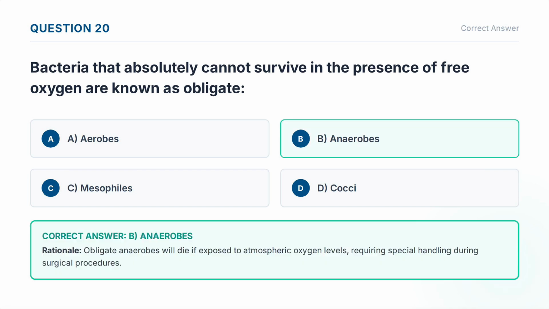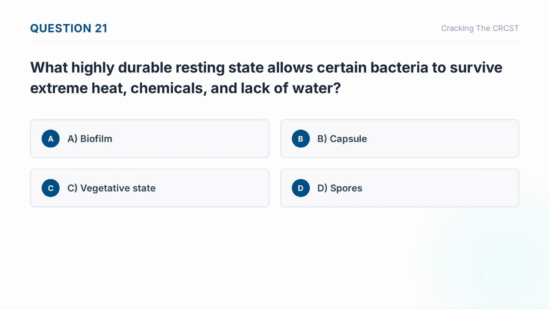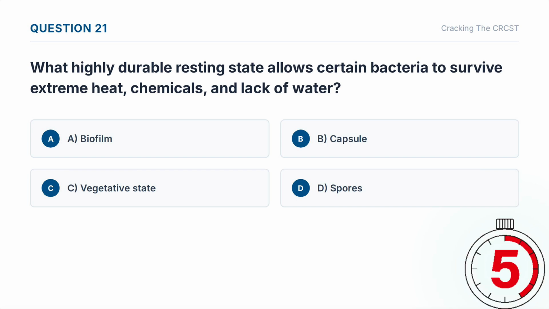Correct answer, B. Anaerobes. Rationale: obligate anaerobes will die if exposed to atmospheric oxygen levels. Question 21. What highly durable resting state allows certain bacteria to survive extreme heat, chemicals, and lack of water? A. Biofilm, B. Capsule, C. Vegetative state, D. Spores.